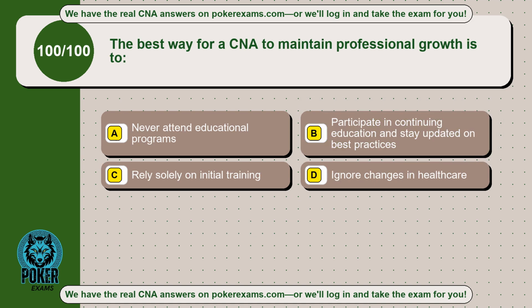Question 100. The best way for a CNA to maintain professional growth is to: Option A, never attend educational programs. Option B, participate in continuing education and stay updated on best practices. Option C, rely solely on initial training. Option D, ignore changes in healthcare.